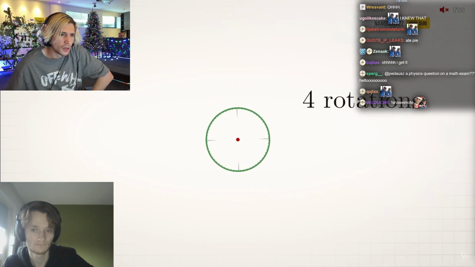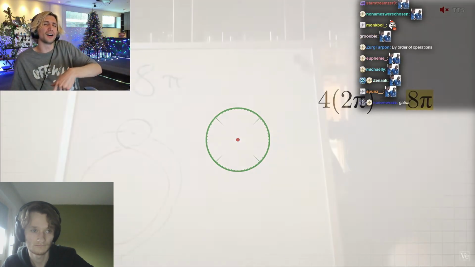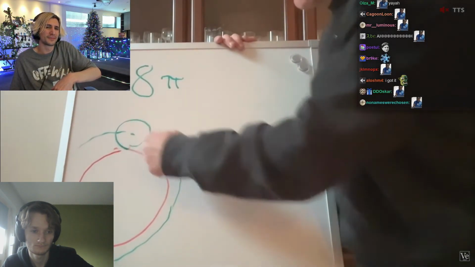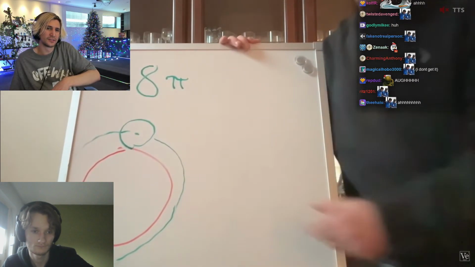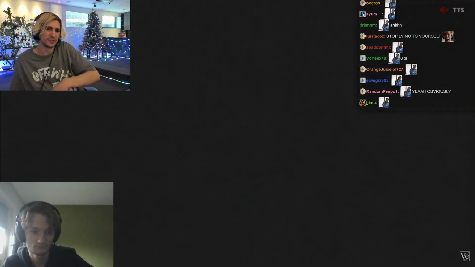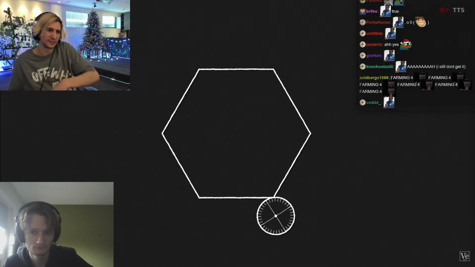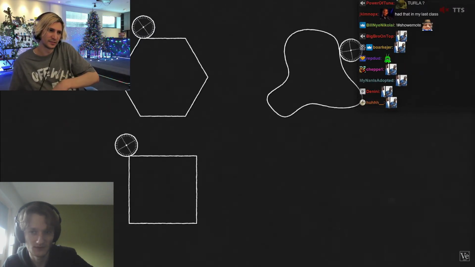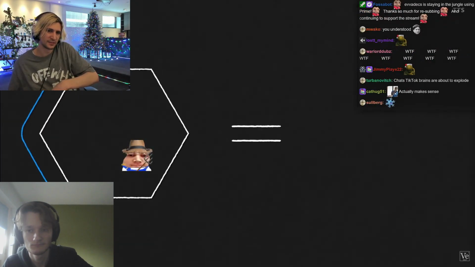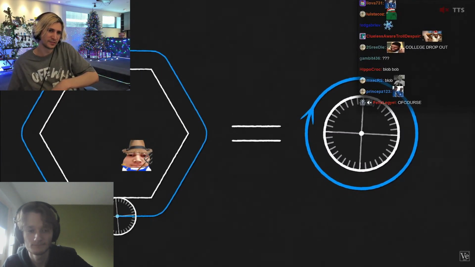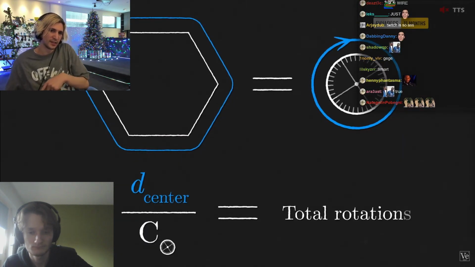It rotates 4 times, and its circumference is 2 pi. It's the same number. If it rolls without slipping, the total distance the center travels is the same as the total amount it turns. And this is always true. Take a circle rolling without slipping on any surface, from a polygon to a blob, on the outside or the inside. The distance traveled by the center of the circle is equal to the amount the circle has rotated. So just find this distance and divide it by the circle's circumference to get how many rotations it's made.